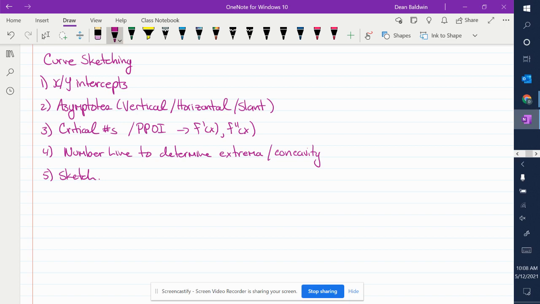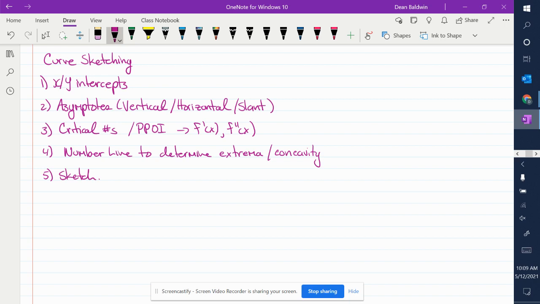You basically want to find your x and y intercepts. You want to find all asymptotes, vertical, horizontal, slant. We'll talk about what a slant asymptote is a bit later on. Critical numbers, PPOI, so that's where you're finding the first and second derivative, setting it equal to 0. Then we use our number line to determine the extrema, the max mins, or the concavity for the second derivative. Final step is to sketch the graph.